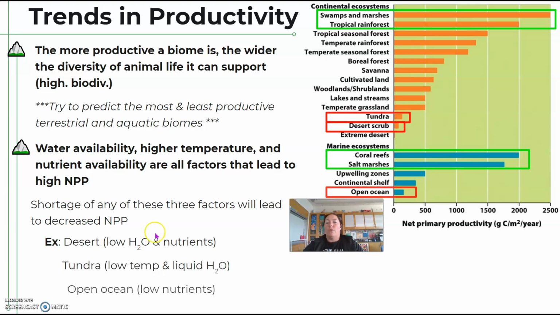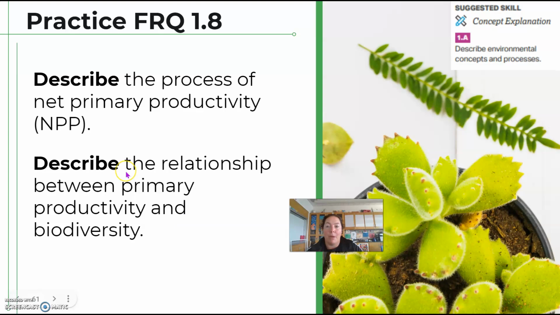Okay. So like we said, the desert, the tundra, and the open ocean, we said those are going to be the lowest. The coral reefs, the salt marshes, those are going to be the highest in terms of their primary productivity.